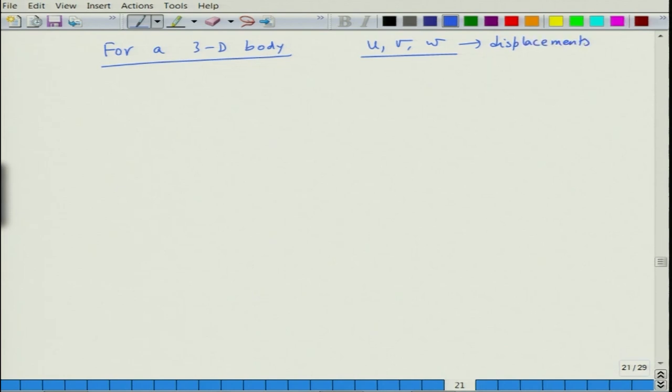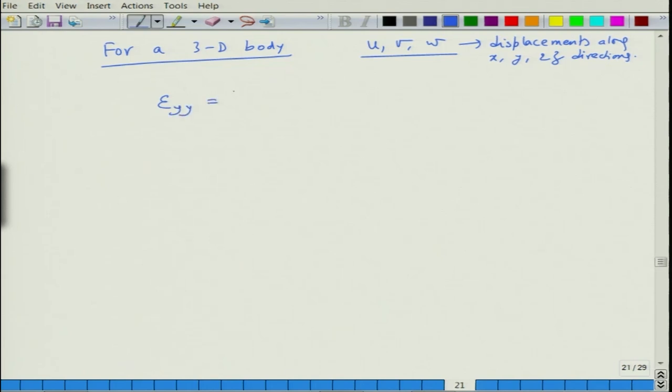So, let us say for a three dimensional body now, you have u, you have v, you have w, okay, u for x, v for y and w for z. So, u is the displacement in x direction, v is the displacement in y direction and w is the displacement in z direction. So, these are displacements along x, y and z directions.